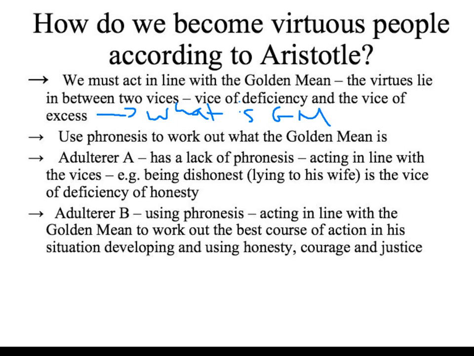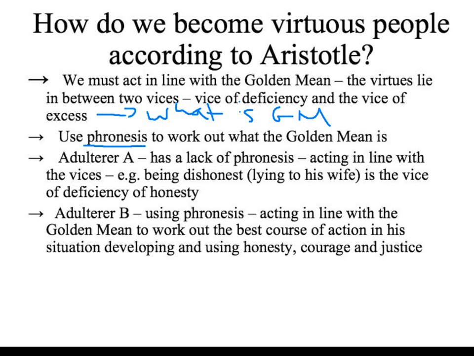Aristotle says that when you do that, you use your phronesis. And the better your phronesis is, the easier you are able to work out what the golden mean is, and therefore act in a virtuous way. So again, if we link it back to our adulterers, adulterer A, you could possibly say, has a lack of phronesis because they're acting in line with the vices. In their situation, they didn't think, I need to head for the middle ground. They acted in line with vices. For example, in this particular case, they acted dishonestly by lying to his wife, and so acted in line with the vice of deficiency of honesty.